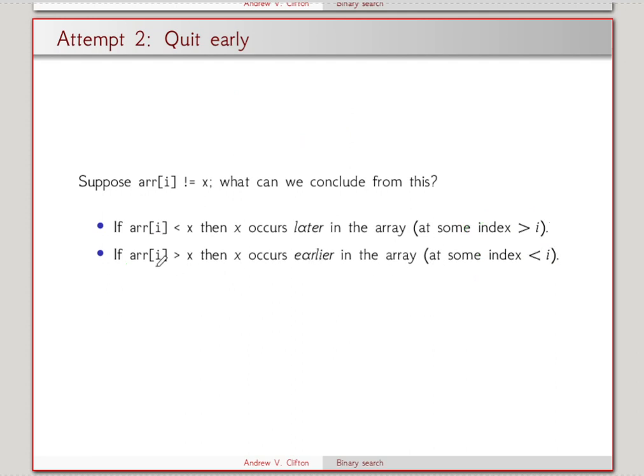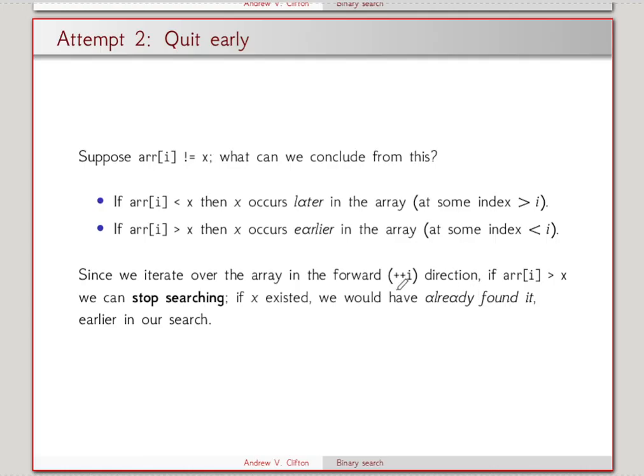On the other hand, if it's the other way around, if the array element is larger than x, then x occurs earlier in the array. Again, imagine x is 12, and we're looking at our array at some index i, and at this index we find 21. Where does x have to be? It has to be somewhere to the left of that, at some index that is less than i.